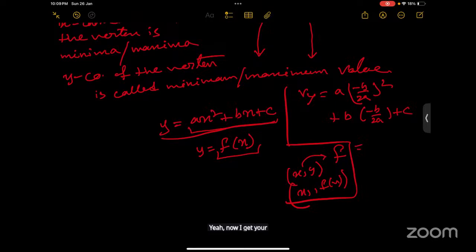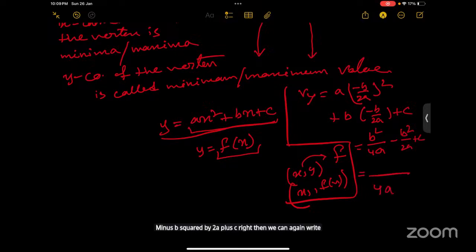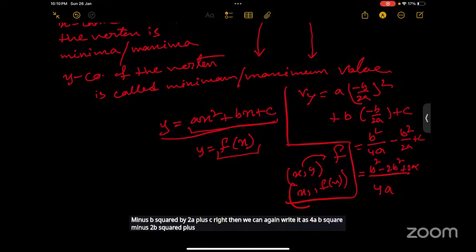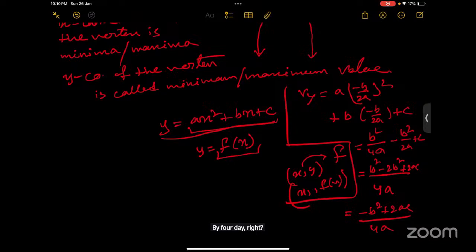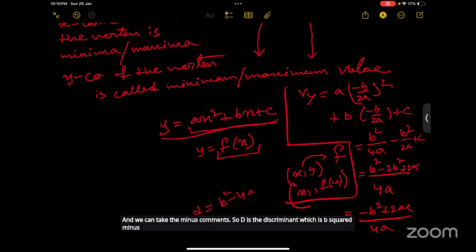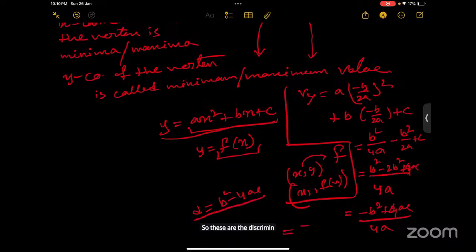So if I just simplify it, we will get b square by 4a minus b square by 2a plus c, right? Then we can again write it as b square minus 2b square plus 4ac over 4a. So it will be minus b square plus 4ac by 4a, right? We can take the minus common. So d is the discriminant, which is b square minus 4ac, so it will be minus d by 4a.